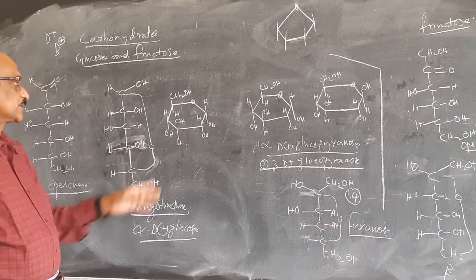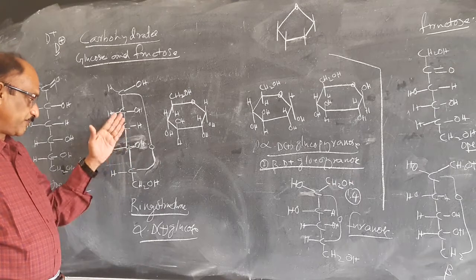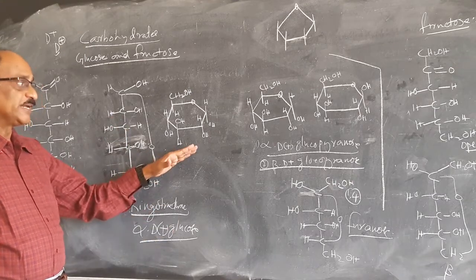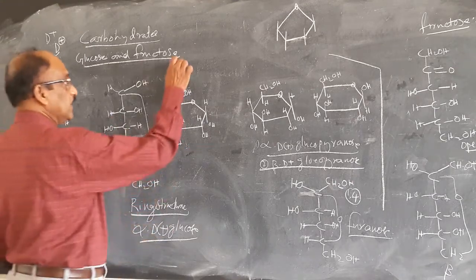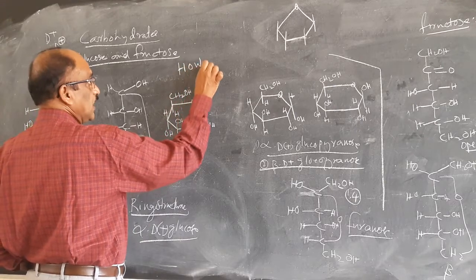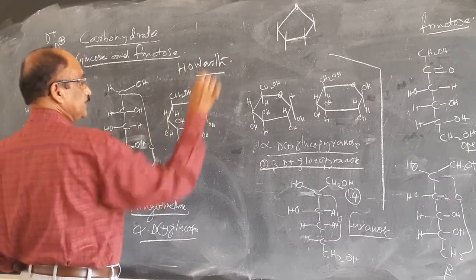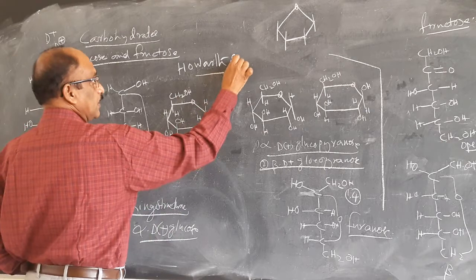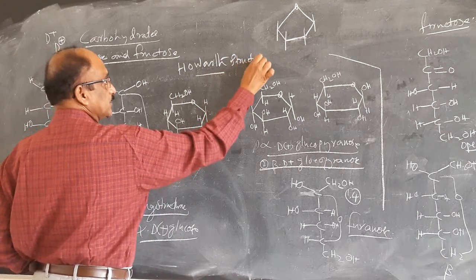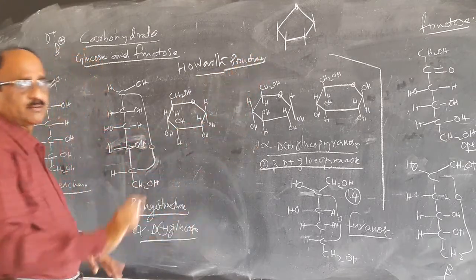So this is the ring structure of alpha D plus glucose. Correspondingly, this is the Haworth structure. This is known as the Haworth structure. You can write Haworth structures for any carbohydrates.